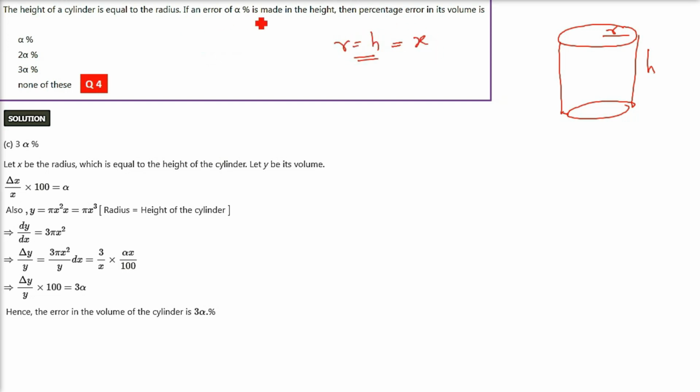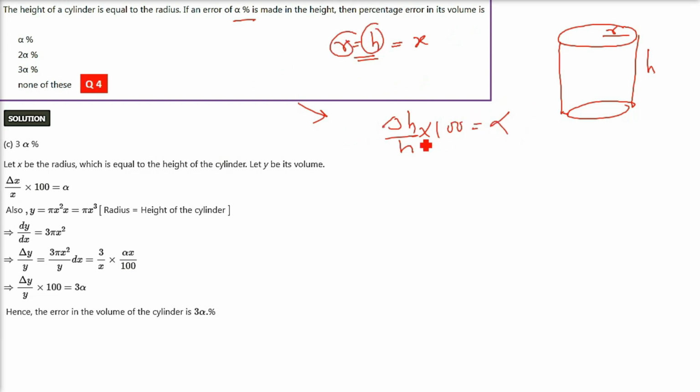They both are the same. If an error of alpha% is made in the height, let us write it with respect to height, and then we'll change it to x. That is delta h by h into 100 is given as alpha%. That is given in the question. Just follow what I am instructing. Delta h by h into 100 is alpha. If you have delta r, it will be delta h. So they can be used interchangeably in this question because radius and height are the same.